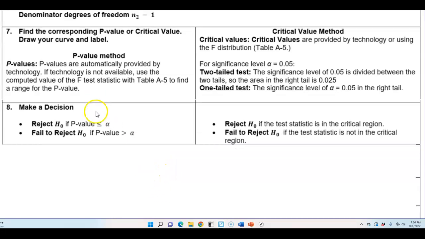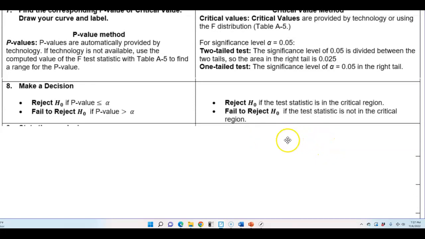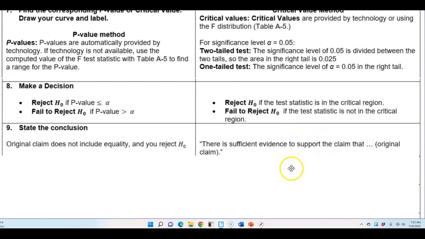Okay, then we're going to make a decision. For the p-value, you reject the null hypothesis if the p-value is less than or equal to the significance level alpha, and you fail to reject the null hypothesis if the p-value is greater than the significance level alpha. For the critical value method, you reject the null hypothesis if the test statistic is in the critical region, and you fail to reject the null hypothesis if the test statistic is not in the critical region. Then you're going to state the conclusion.